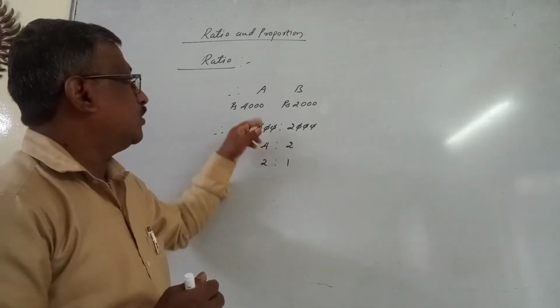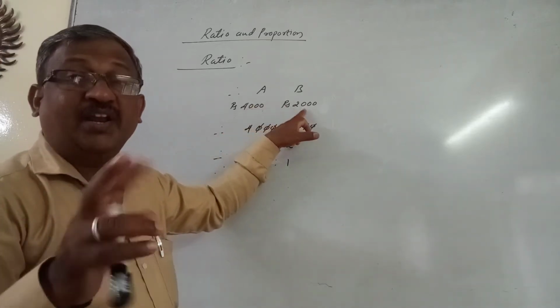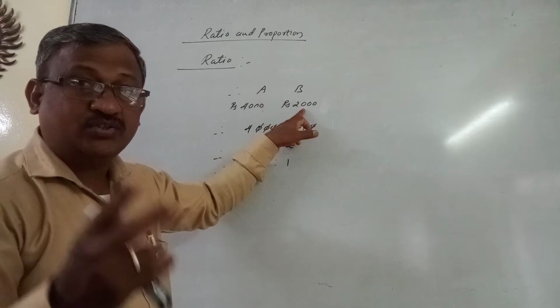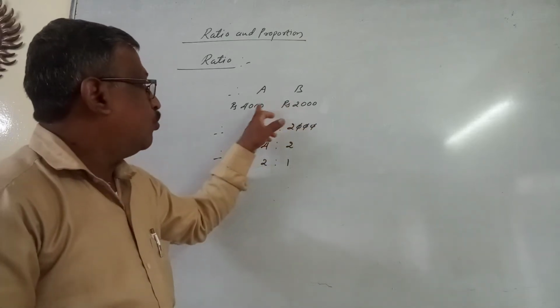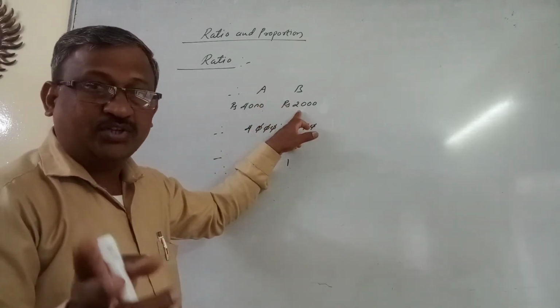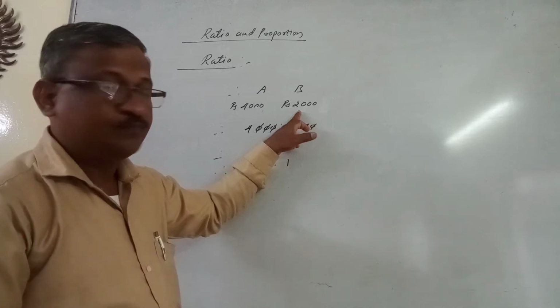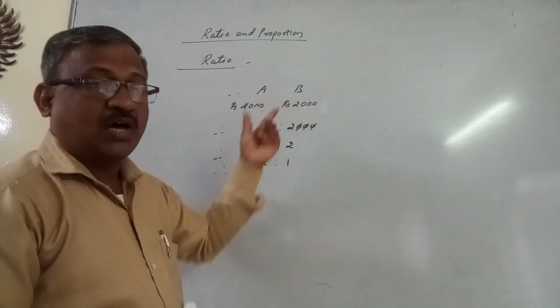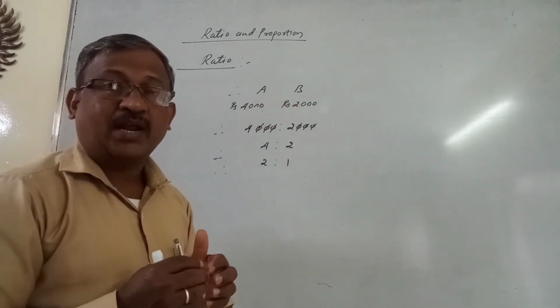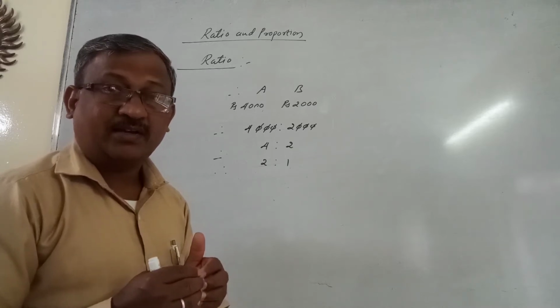So ratio means the relation between two quantities of the same kind. Both should be of the same nature. They should not be of different nature. If these two things are of different nature, then we cannot calculate the ratio. Then it is not called a correct ratio.